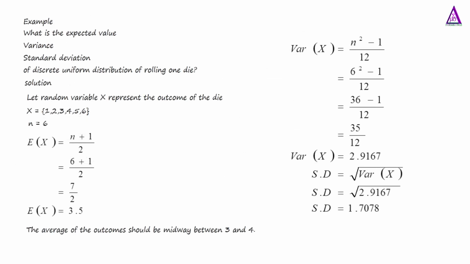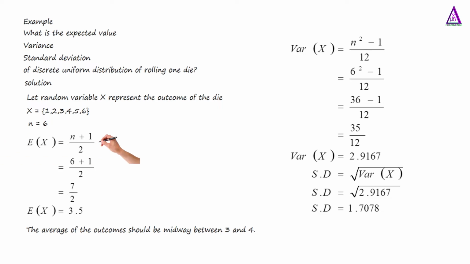Example of discrete uniform distribution. What is the expected value, variance, and standard deviation of the discrete uniform distribution of rolling one die? Solution. Let random variable x represent the outcome of the die. Therefore, our x equals 1, 2, 3, 4, 5, 6, because a die has 6 sides and our n equals 6.